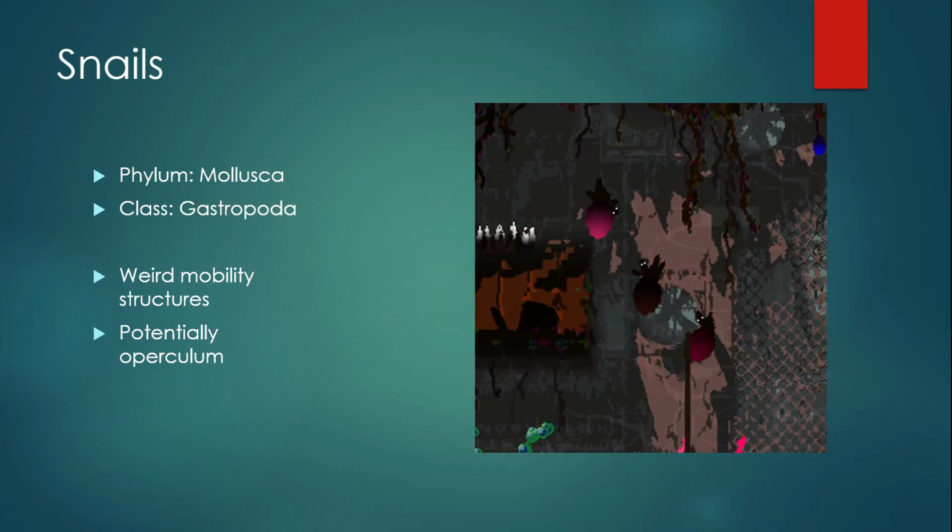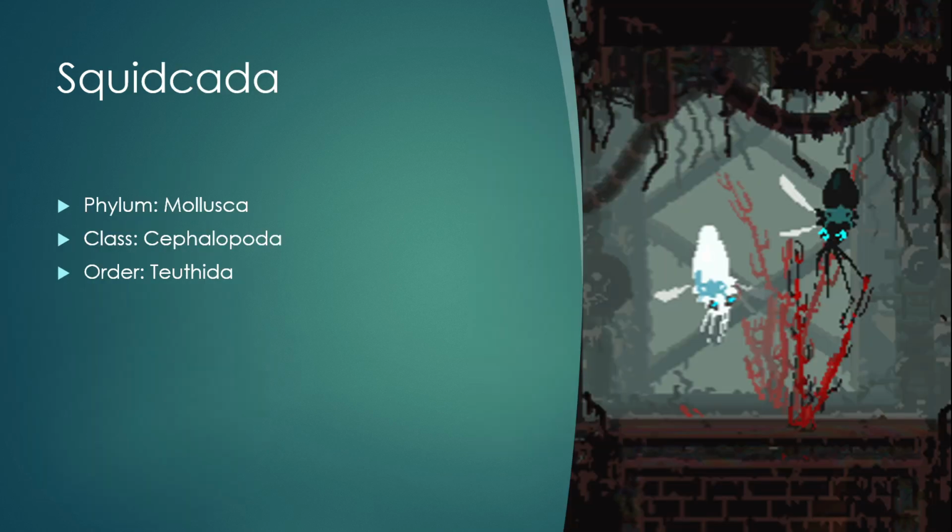Alright, next up are snails, which would be phylum Mollusca and class Gastropoda. Of course, they have the shells and locomotive structures on the bottom, which are characteristics of class Gastropoda. They do have weird mobility structures which resemble legs, though. And this could potentially be operculum structures, similar to the operculum mobility of the conch, where it actually makes a conch look like they're hopping instead of gliding around like most snails do. So it is similar that the locomotive structures are something akin to that.